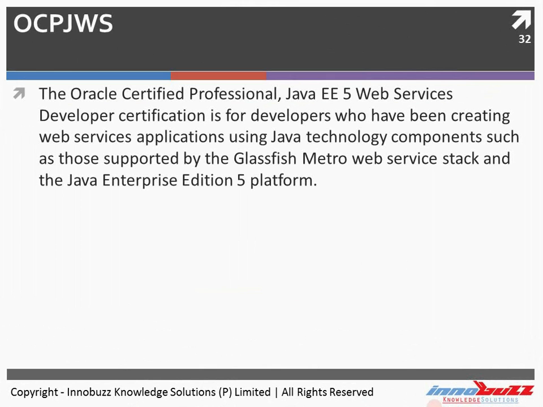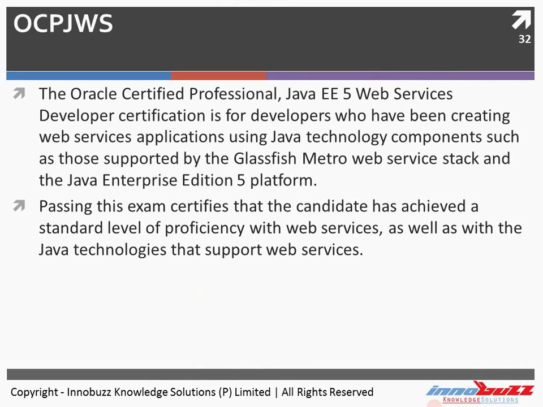The Oracle Certified Professional, Web Services Developer certification is for developers who have been creating web services applications using Java technology components, such as those supported by Glassfish, Metro Web Service Stack, and the Java Enterprise Edition 5 platform. Passing this exam certifies that the candidate has achieved a standard level of proficiency with web services, as well as with the Java technologies that support web services.